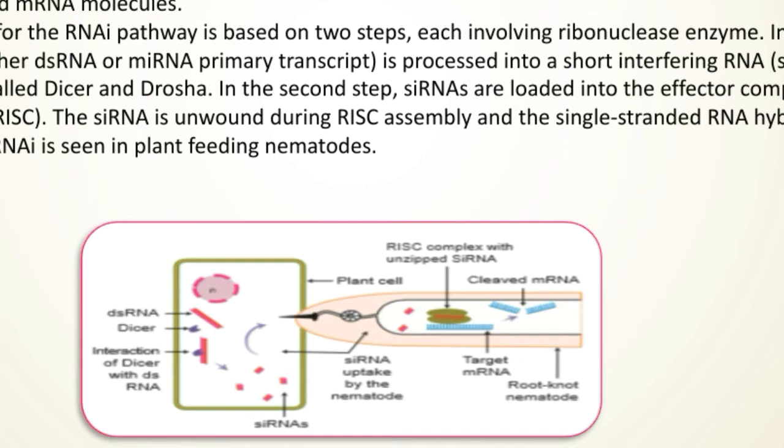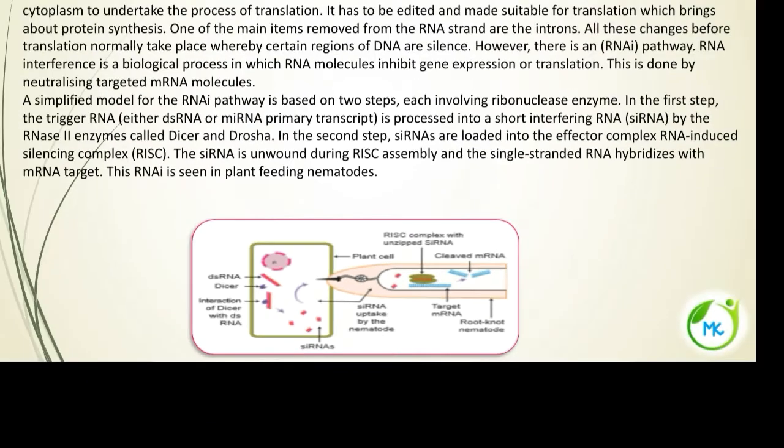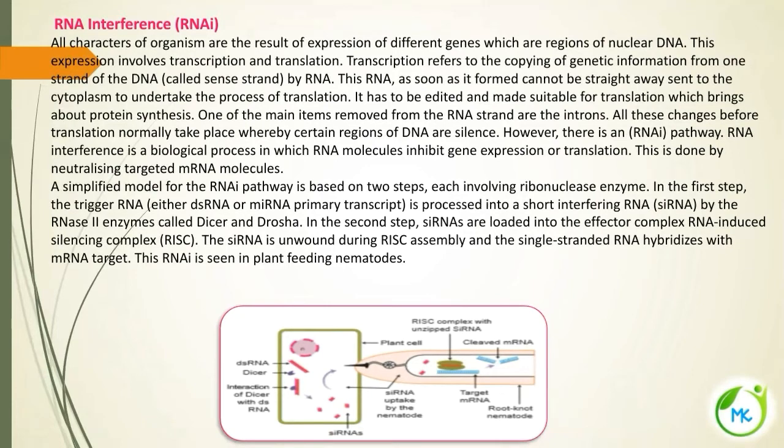During the RISC assembly, because the RNA is unwound, the single-stranded RNA gets hybridized with the mRNA target. When it hybridizes with the mRNA target, it leads to the cleavage of the mRNA target. Now the expression of the mRNA is interfered with. This process is called RNA interference, and this RNA interference is seen in plant feeding nematodes.